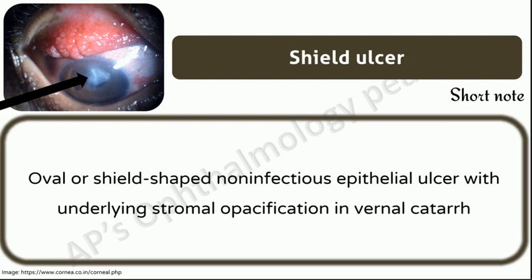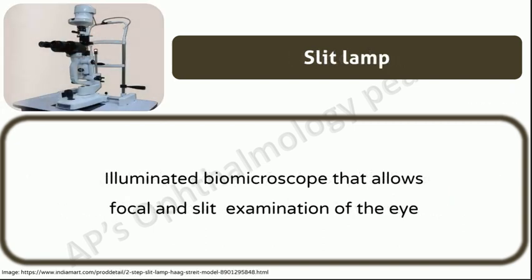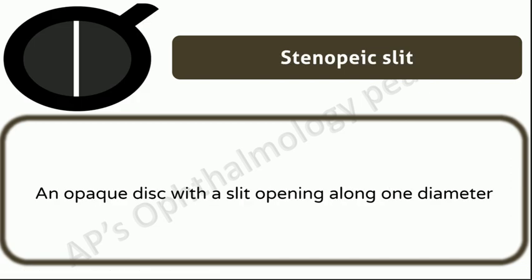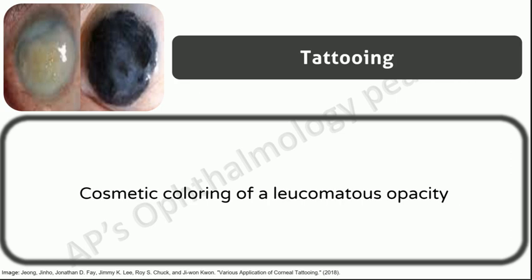Shield ulcer, oval or shield-shaped non-infectious epithelial ulcer with underlying stromal opacification in vernal catarrh. Slit lamp, illuminated biomicroscope that allows focal and slit examination of the eye. Specular microscope, an instrument to study the corneal endothelium. Stenopic slit, an opaque disc with a slit opening along one diameter. Tattooing, cosmetic coloring of a leucomatous opacity.